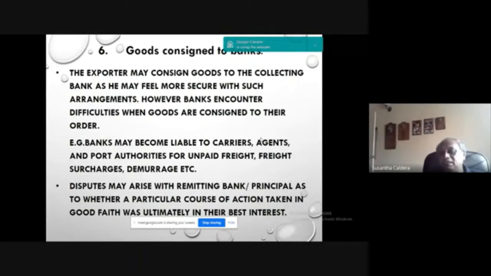Why do we say in collection that we don't want the goods to be consigned to the bank? Because if it is consigned to the order of the bank, the bank may become liable to carriers, agents, and port authorities for unpaid freight surcharges, demurrage, etc. Because you are the holder of the bill of lading.